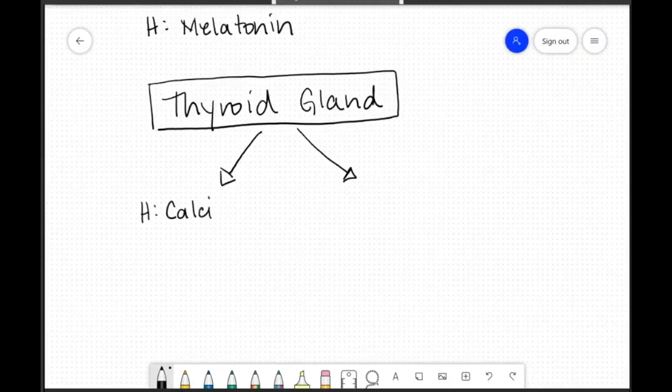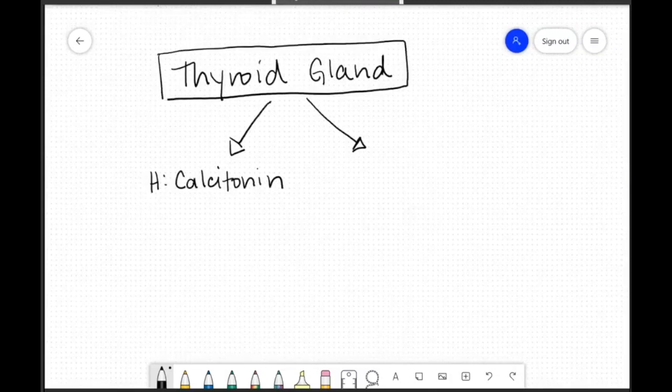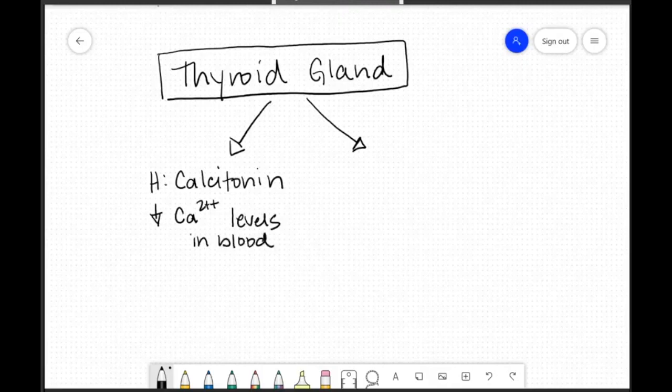Calcitonin is important for regulating your calcium levels in your blood. The way calcitonin works is it will decrease your calcium, Ca2+, levels in your blood. This hormone will be released if there's a lot of calcium in your blood and you need to communicate to decrease the calcium levels. The way this happens is it will trigger an increase in calcium storage in your bones.